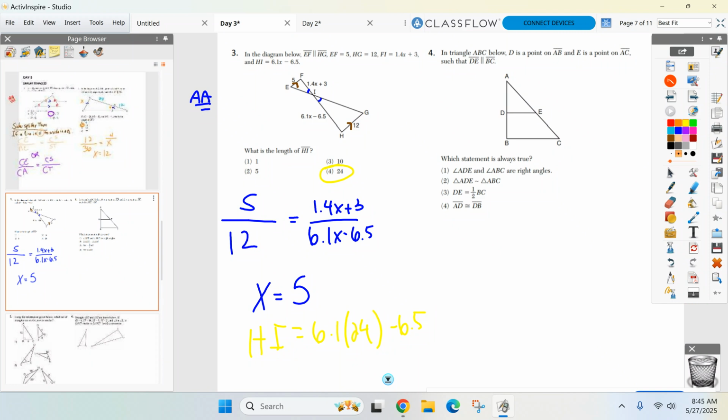All right, number 4. Again, we're given parallel lines. Which statement is always true? Okay. If you're choosing number 1, that those two are right angles, you're solely going by the looks of the diagram, aren't you? You have no proof that those are right angles other than they look like them, and that's never a reason in here. All right, no chance.